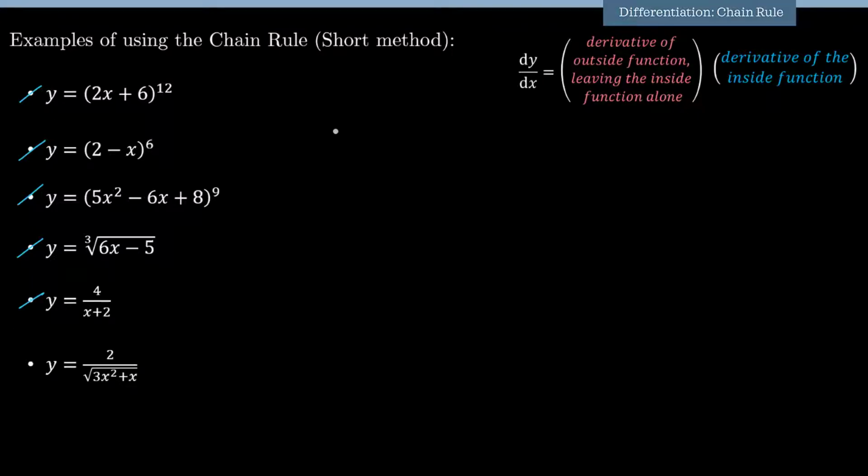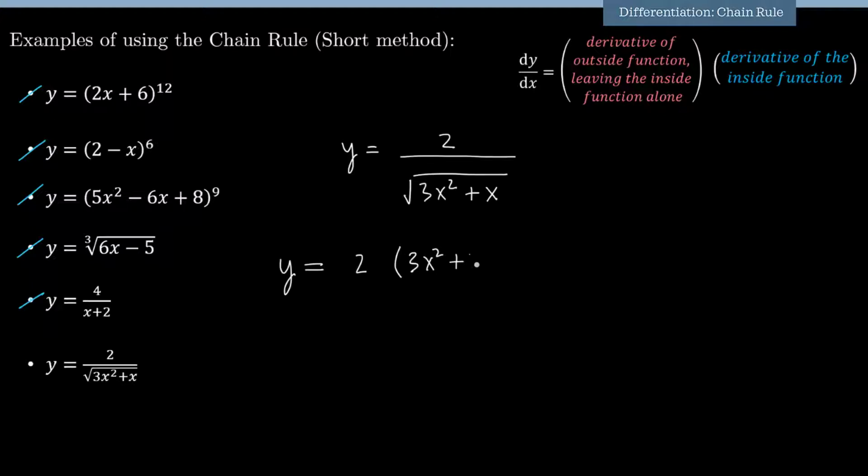In the last example, I have y is equal to 2 divided by the square root of (3x squared plus x). In order to differentiate this, first I am going to rewrite this by shifting the denominator to the numerator, and that I can write as 2 times (3x squared plus x) raised to the power of minus 1/2. The power became negative because the denominator shifted to the numerator, and square root we can write as power of 1/2. Here this is my inside function and this is my outside function.